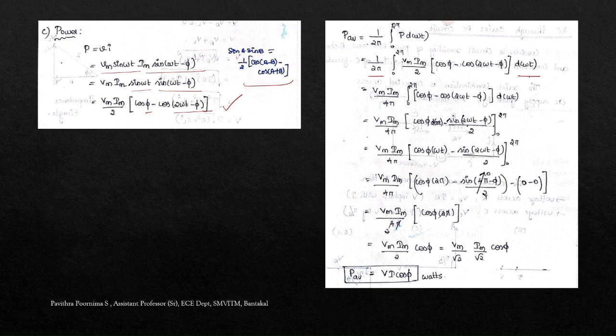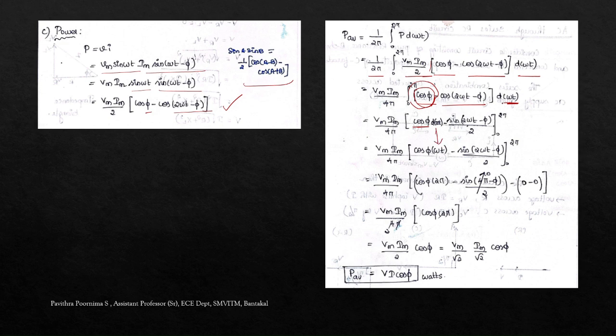Here the integration is with respect to omega t, so all the rest will be constant. Vm Im divided by 2 goes outside, which gives 4 pi, and the integral from 0 to 2 pi of cos phi minus cos(2 omega t minus phi) d omega t. So consider the integration for both the terms: the integration of cos phi d omega t, and the integration of cos(2 omega t minus phi) d omega t. There is no omega t term in the first term, so cos phi remains constant, and the integration of d omega t is omega t.